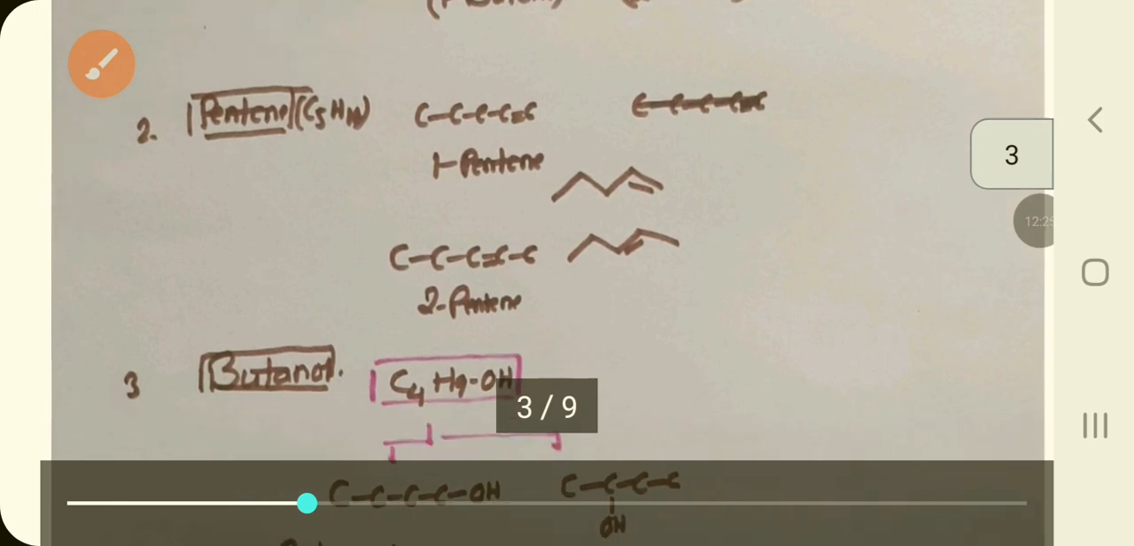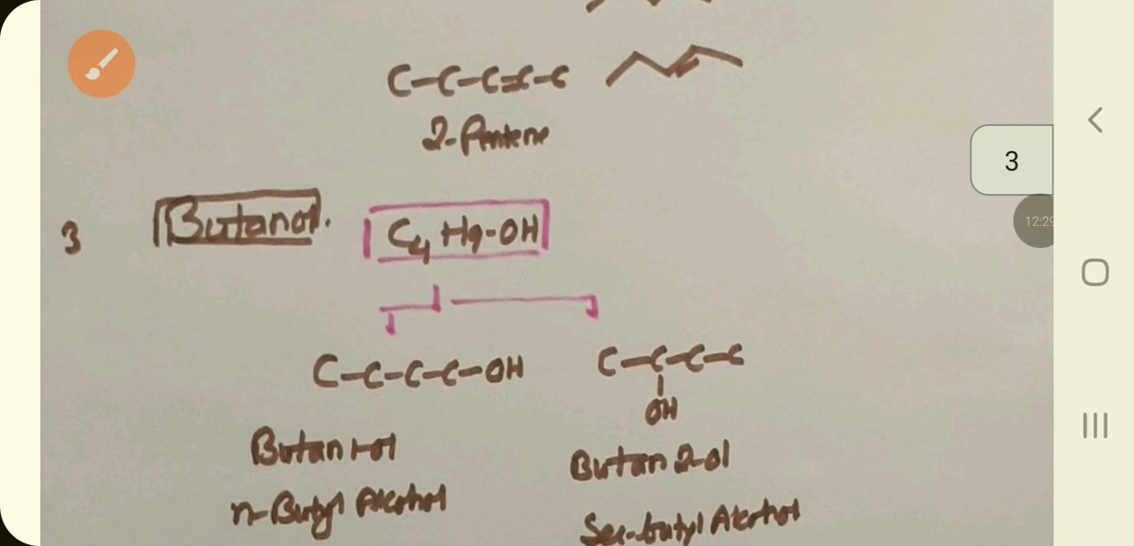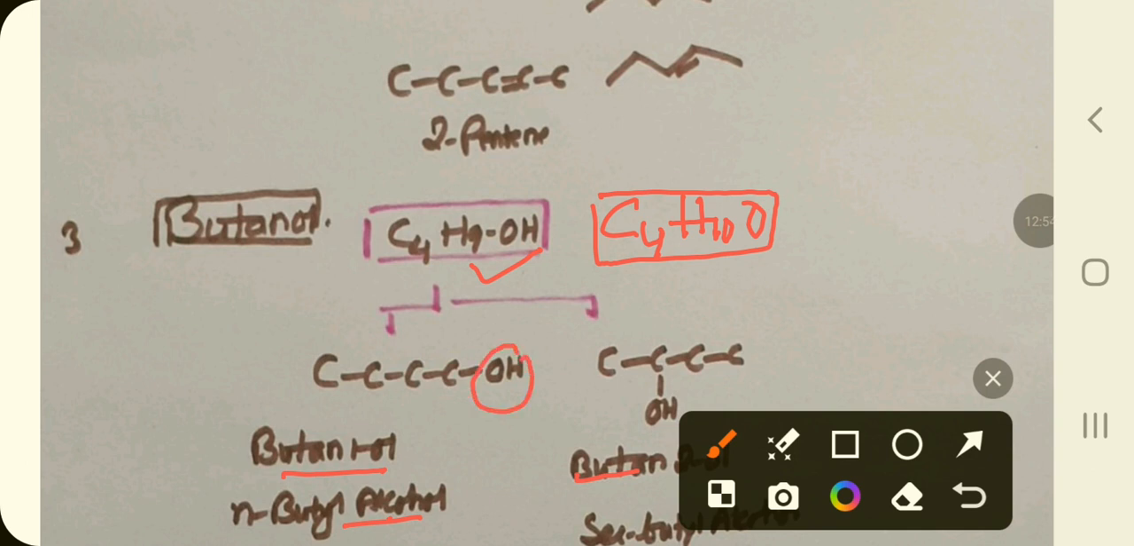Now try to solve some more examples. Here you can see that we have taken another example, and that is butanol. The molecular formula is C4H9OH. Sometimes it is written like this: C4H10O. So the first arrangement is butane-1-ol and the second is butane-2-ol. The position of the functional group changes. So these two are position isomers.